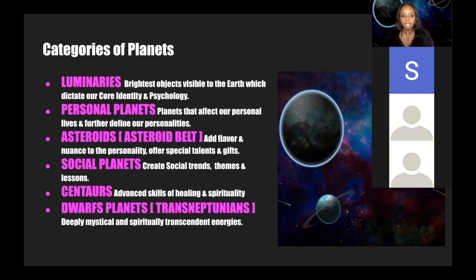The dwarf planets or trans Neptunian planets are even further out into the solar system. Often trans Neptunian is used to refer to planets that are past the orbit of Neptune. So they're very, very far out into the solar system. They take hundreds and hundreds of years to revolve around the solar system. These planets are deeply mystical and spiritually transcendent energies.